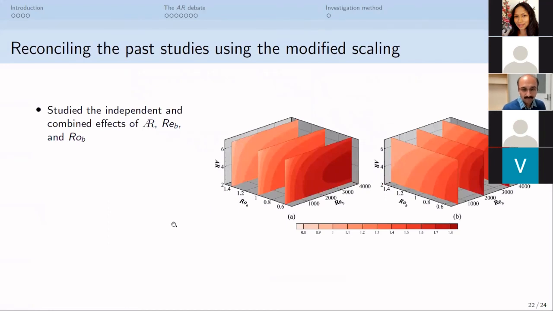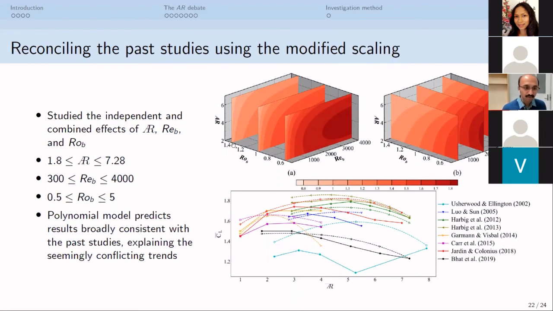So finally, we have the span-based Reynolds number and span-based Rossby number and aspect ratio. So we varied these 3 parameters independently and then obtained the variation in the lift coefficient as a function of all of them. So these are the ranges that we used. These basically covered most insects. And based on these predictions, we derived a polynomial model to predict the lift coefficient. And we used that model to actually predict the trends based on the AR, Re_B, and Ro_B from the literature.